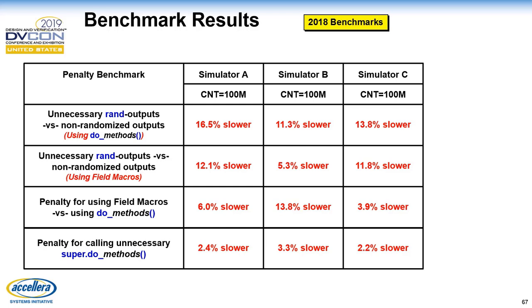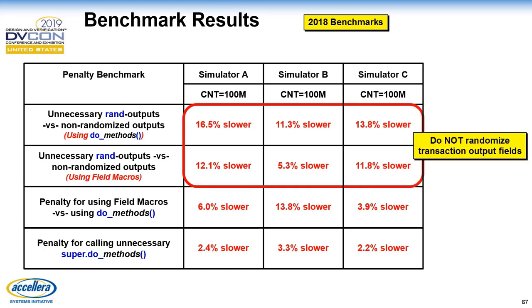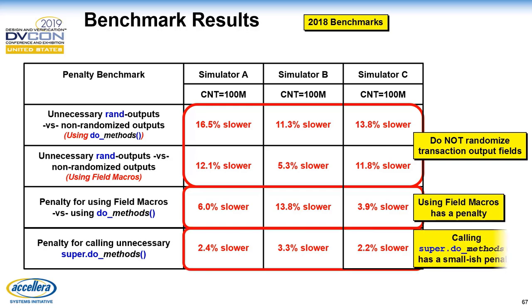So my takeaway from these benchmarks was, first off, just don't randomize outputs that you're never going to use. All you're doing is paying a penalty for something that you're never going to take advantage of. With field macros, there is a bit of a penalty for using the field macros. And so now you weigh off the ease of use versus the do methods, and you choose which one you prefer to use. But be aware there is at least some penalty for using field macros. And for calling the do methods, the penalty is small enough that I think that the coding style of calling super.do outweighs the small penalty I pay by omitting it. I'd rather be in the habit of always calling the super.dos, but people could change my mind on that one.